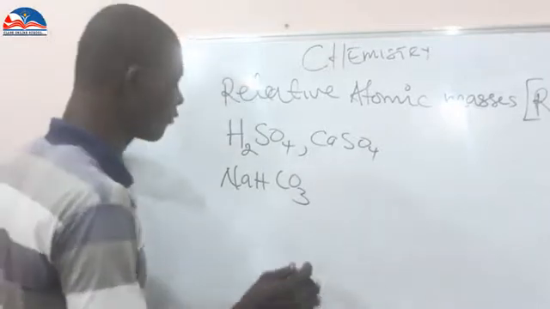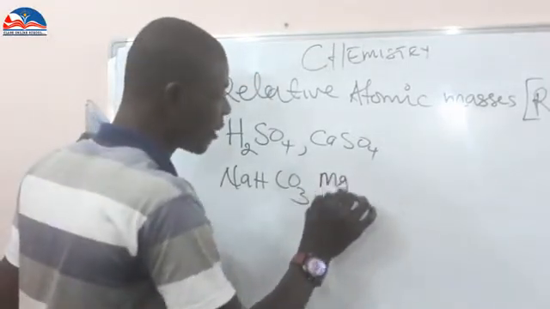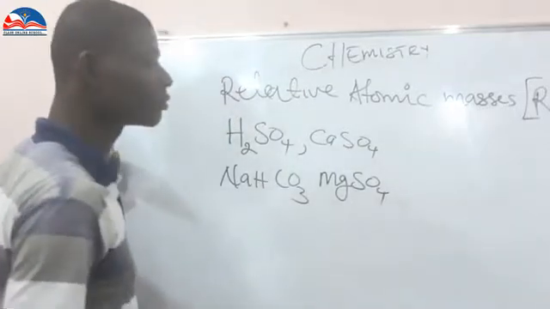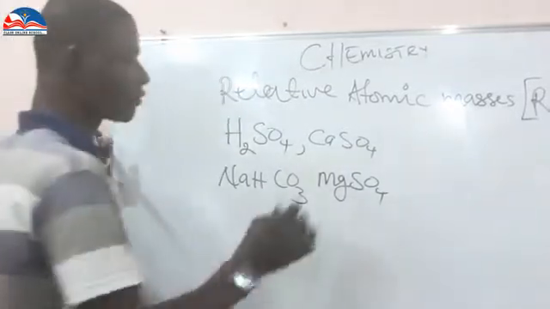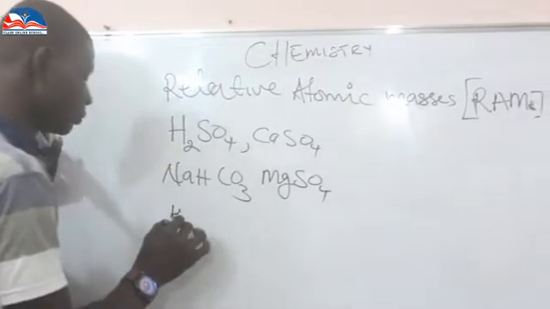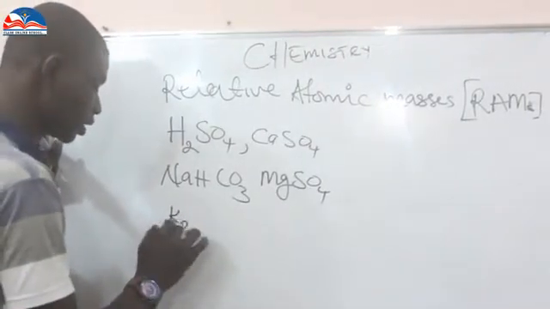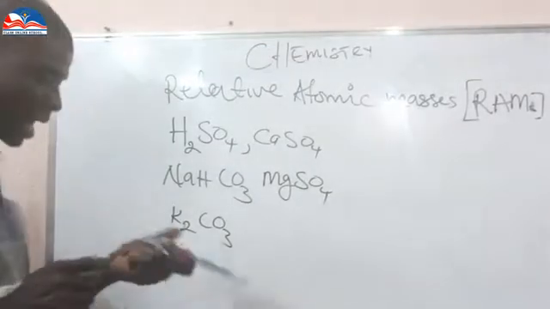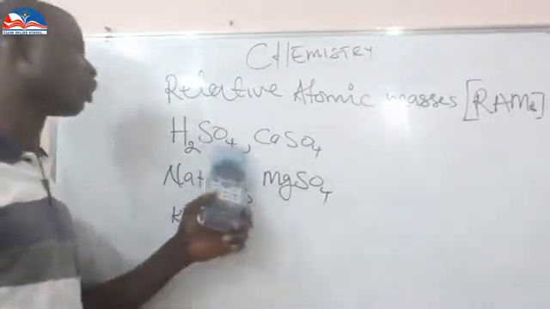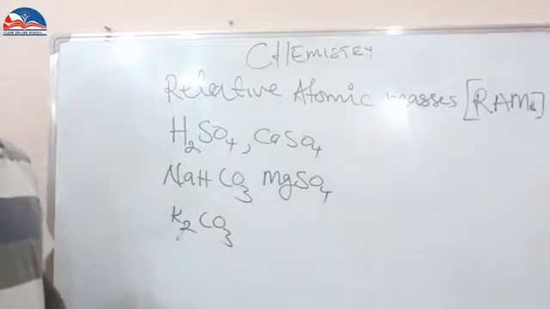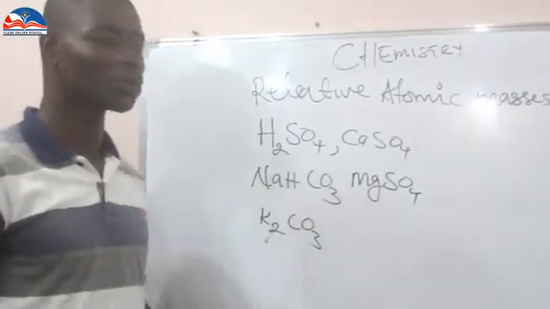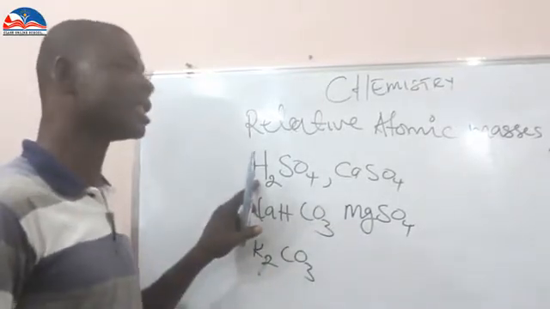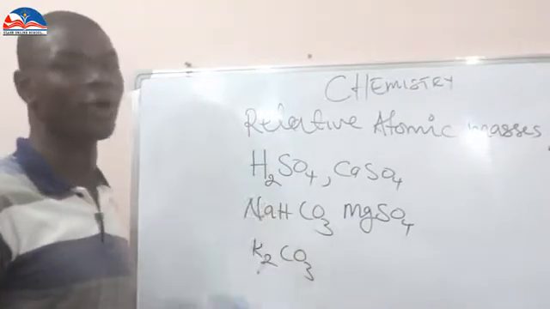We can also have magnesium tetraoxosulfate VI. We also have potassium trioxocarbonate IV. All these are mixtures. But if they ask you to now calculate their relative atomic masses, how do you go about it? You quickly move by understanding the elements involved.